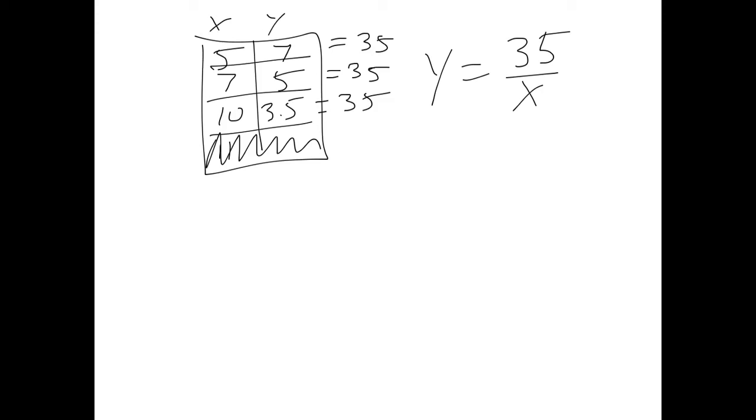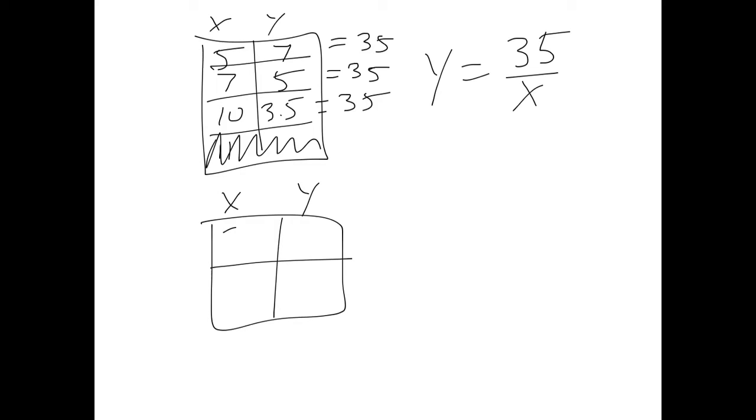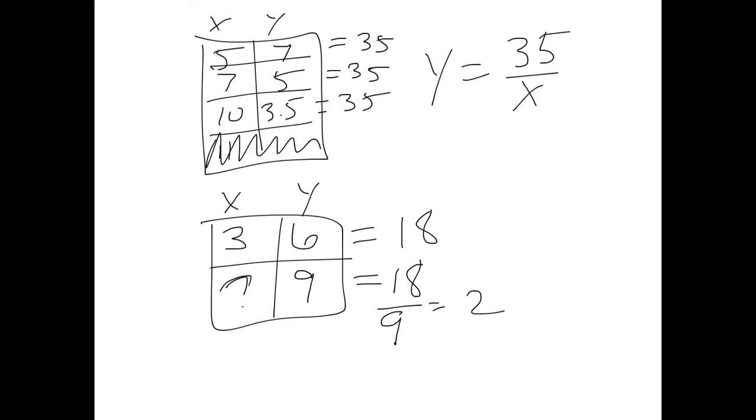You might also be asked to fill in missing things. So you might be given a table and say, if x is 3 and y is 6, if y is 9, what is x? And so 3 times 6 is 18. This also has to equal 18, so 18 divided by 9 gives you the 2 that goes there. That's it.